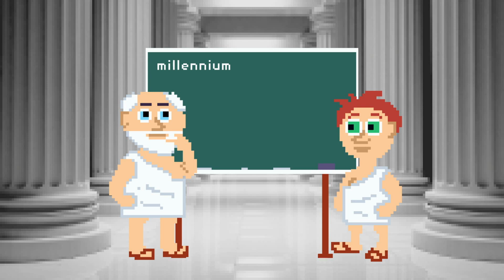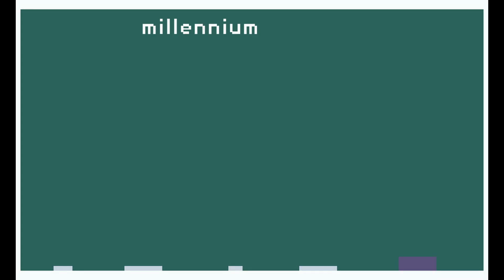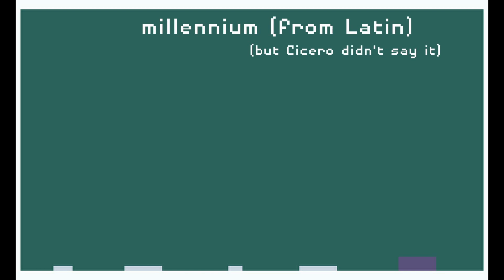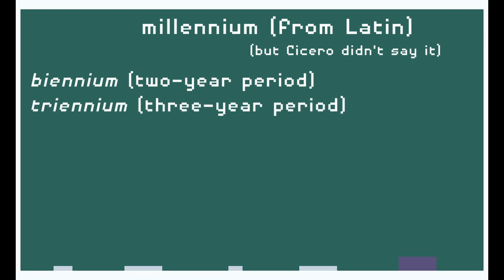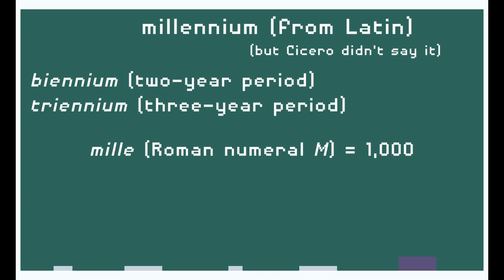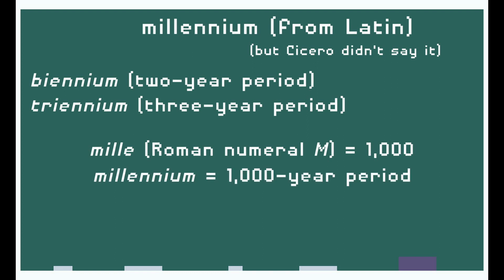This should be one of the more obvious non-Germanic words on the list. Millennium comes from Latin, although it's not actually a classical Latin word. You do find similar words with the ennium suffix in classical Latin, though, like biennium, a period of 2 years, or triennium, a period of 3 years. Mille means 1,000 in Latin, so a millennium is a period of 1,000 years.